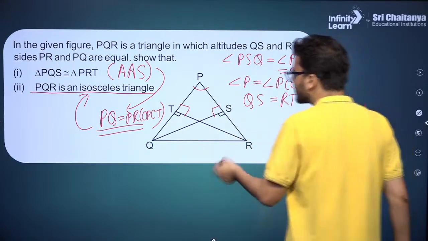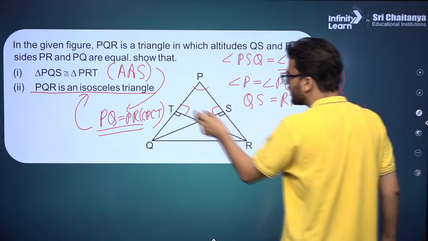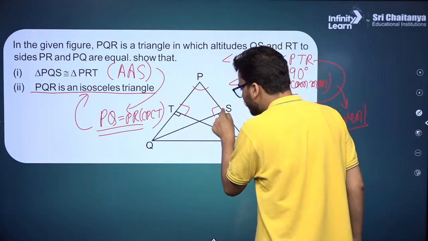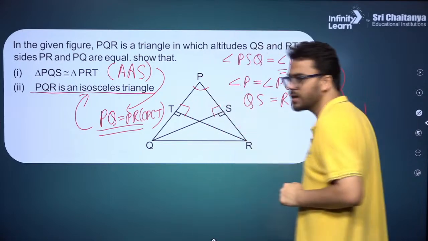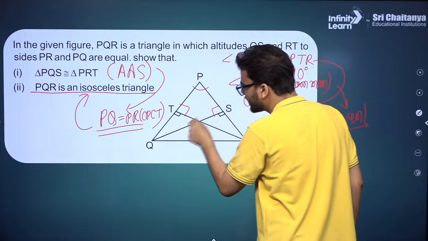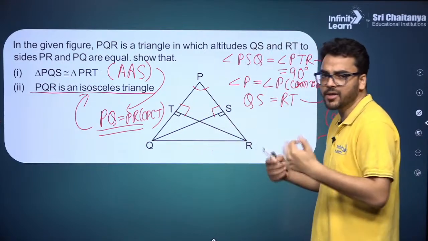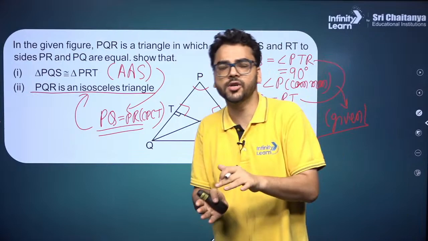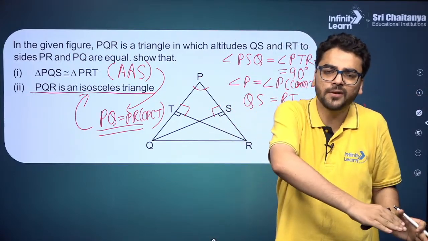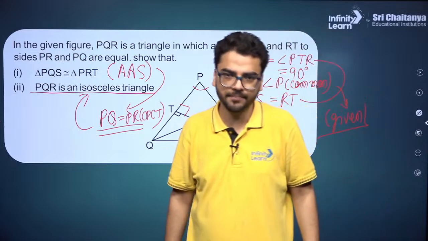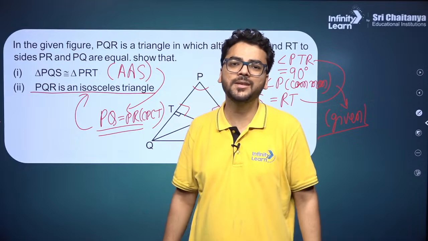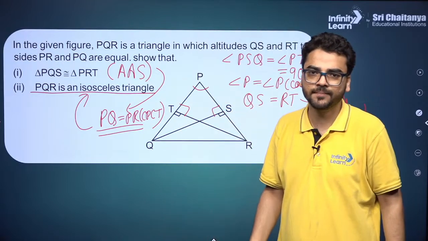So basically it is given in the question that QS is equal to RT. So you have to match with it. And then you can see this is 90, so this and this is also equal. And this angle is common. So you can say AAS. You have to match the given information with the things which can be applied with respect to congruency criteria. So that's how you can do these questions and it will come with practice. I hope this is clear to every student in this session.